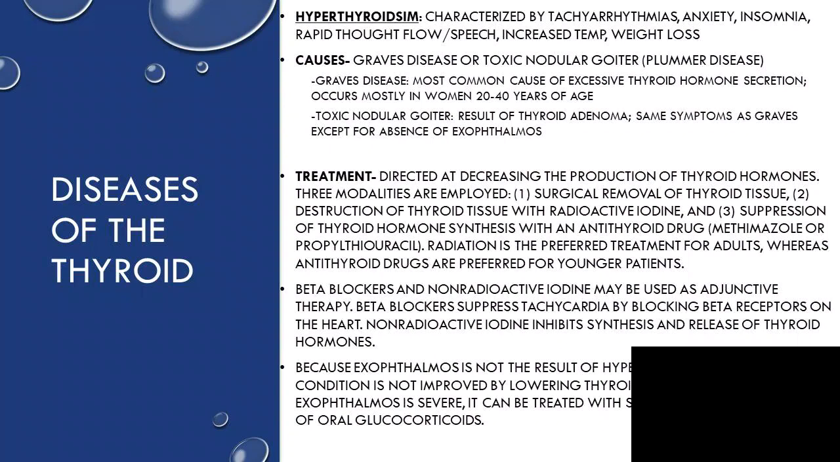There are a couple different causes: Graves' disease and toxic nodular goiter, also called Plummer disease. Graves' disease is the most common cause of the excessive thyroid hormone secretion. It occurs mostly in women 20 to 40 years of age. And toxic nodular goiter is the result of a thyroid adenoma, so a tumor. And they have the same symptoms as Graves' disease except for absence of exophthalmos.